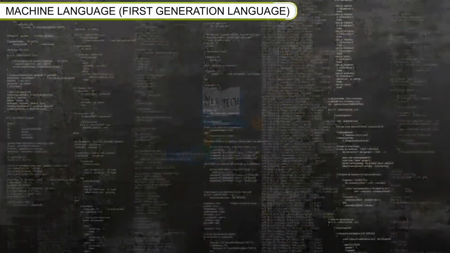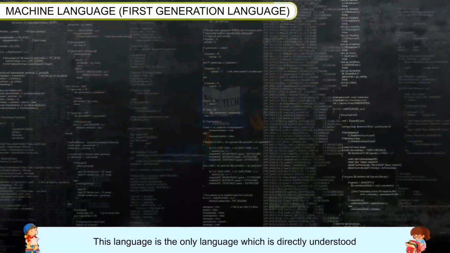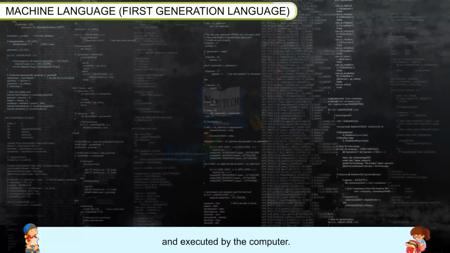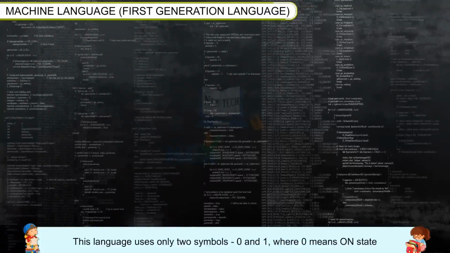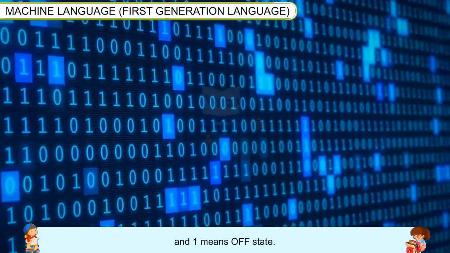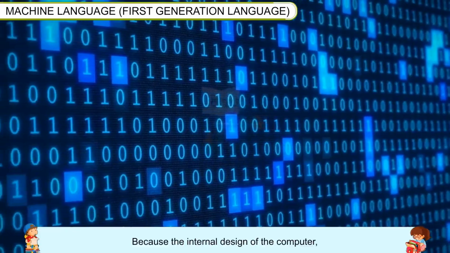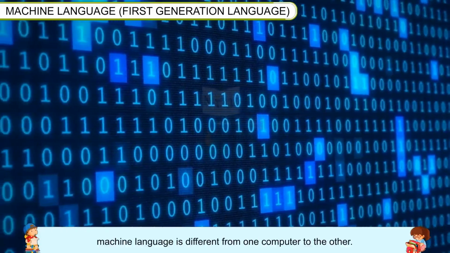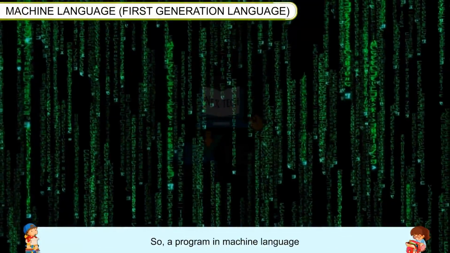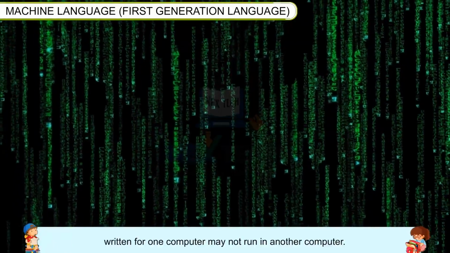Machine language, first generation language. This language is the only language which is directly understood and executed by the computer. This language uses only two symbols, 0 and 1, where 0 means on state and 1 means off state. Because of the internal design of the computer, machine language is different from one computer to the other. So, a program in machine language written for one computer may not run on another computer.